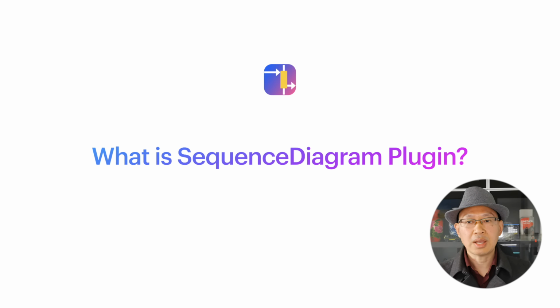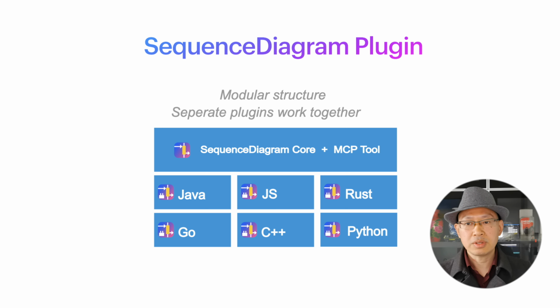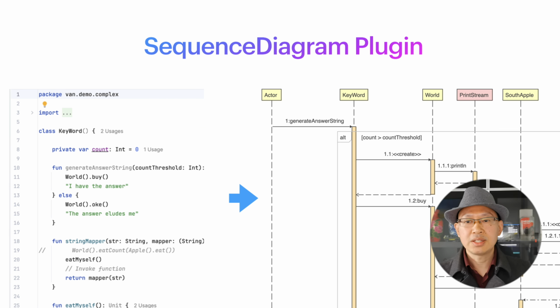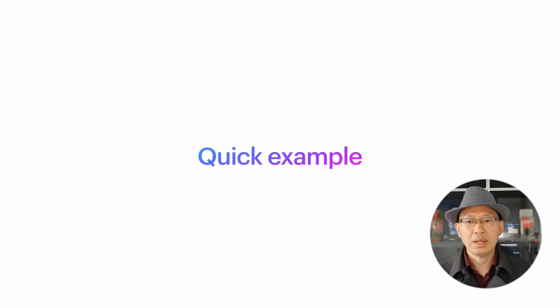What is the SequenceDiagram plugin? Today, we focus on the SequenceDiagram plugin. It's a powerful tool designed for the renowned IDE, JetBrains' IntelliJ IDEA. Its primary function is to generate sequence diagrams directly from your code. Let me show you how intuitive it is to use the SequenceDiagram plugin.